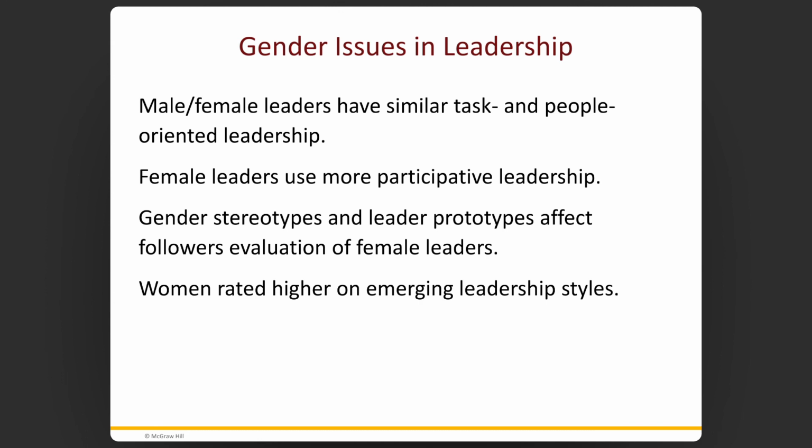So there's this notion too of how do we then evaluate female leaders? Women are evaluated negatively when they try to apply the full range of leadership styles, directive or autocratic, whereas a male might just be called a good leader. Following gender stereotypes and leader prototypes sometimes also distorts how we evaluate women. Women are rated more favorably than men on emerging leadership qualities of coaching and teamwork, but again, more negatively when we talk about directing or being autocratic and so forth.